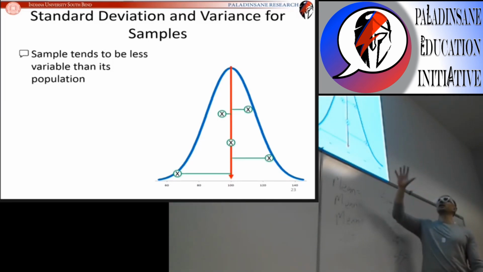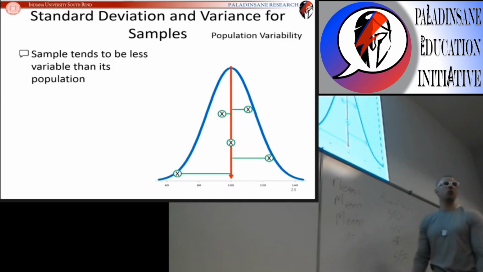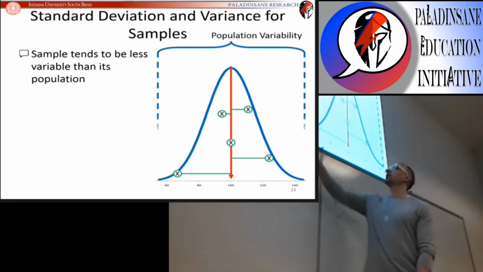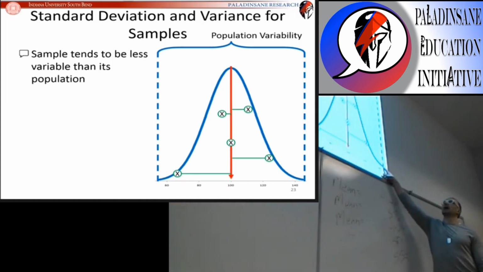If you just take a look visually at the variability of this population, you can see that the population is spread that wide, right? It's spread all the way down to the lowest scoring person in the world, and it's spread all the way up to the highest scoring person in the world.